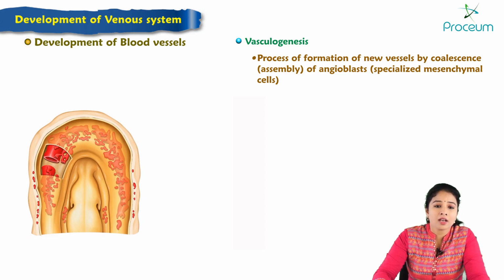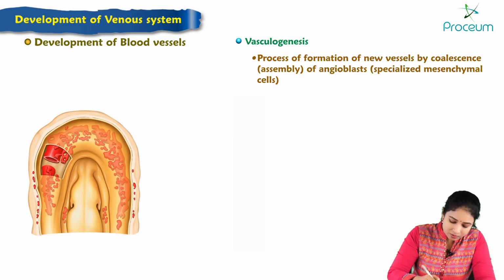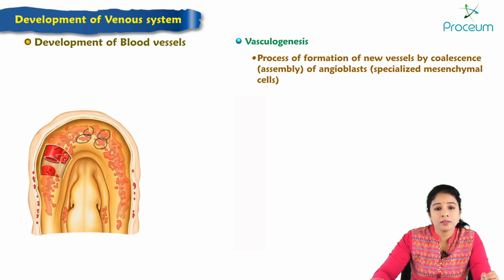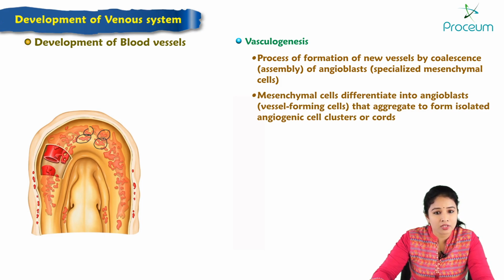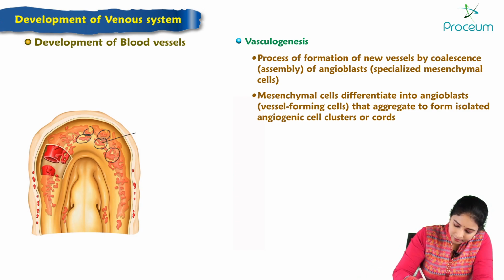These angioblasts are specialized mesenchymal cells. So here in this image you can see the development of blood vessels from the mesenchymal cells forming the clusters. So this process is the vasculogenesis, and the mesenchymal cells differentiate into angioblasts which are vessel forming cells, and that aggregate to form isolated angiogenic cell clusters or cords. So you can see the cell clusters or cords.